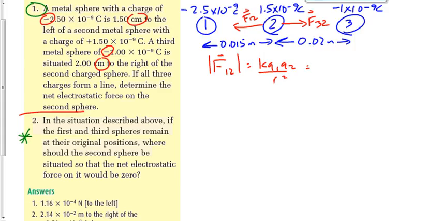8.99 times 10 to the 9 times 2.5 times 1.5 divided by r squared. What do you end up getting for F12 there? Kaylin, I know you get the right answer for this. So what's the value of F12? 10 to the negative 8. Thank you. F32. Dom, you got that one? Go ahead. 10 to the negative 4. Okay, so Kaylin, you must have got the wrong exponent there.